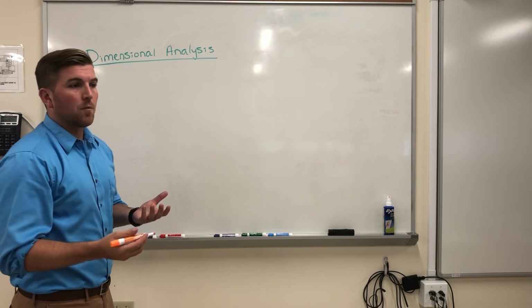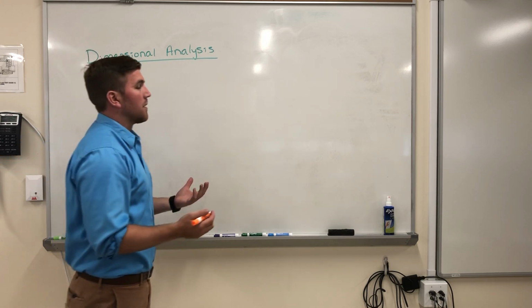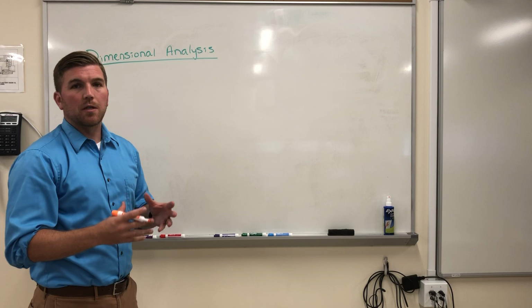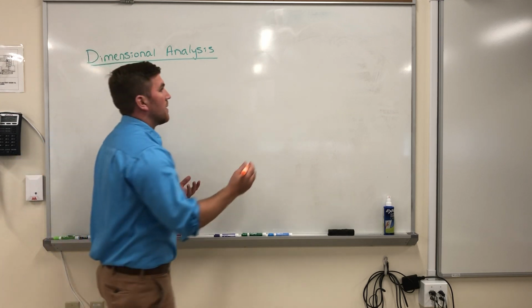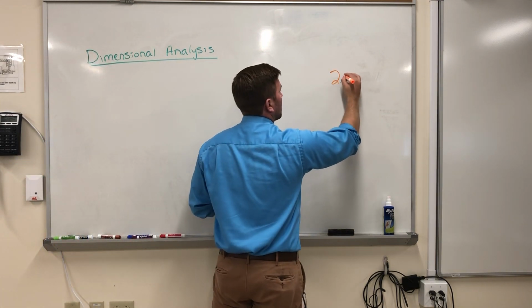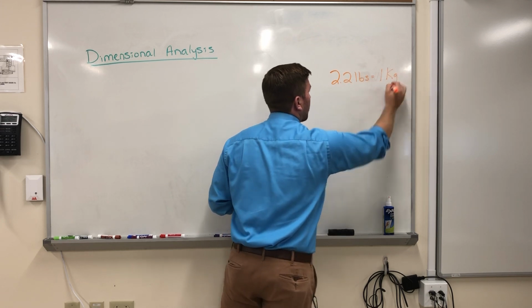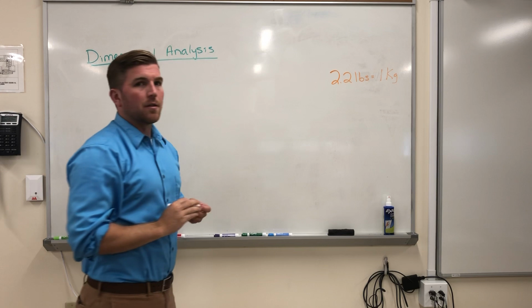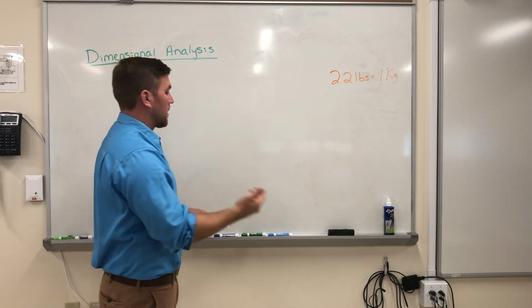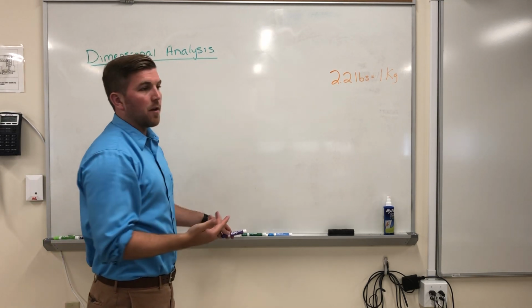One of the first things that we need is a conversion factor, so something that takes us between a metric unit and an American unit. Something like 2.2 pounds is 1 kilogram. That's an example of a conversion that we would use to get from pounds to kilograms or kilograms back to pounds.